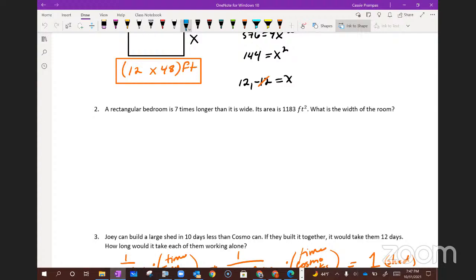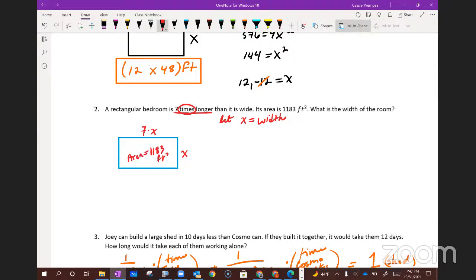So let's go ahead and set up a rectangular bedroom. If we know it's 7 times longer than it is wide, based off of the previous problem, if we let x equal the width, then the length is 7 times x. Times means multiply. Now we know its area is equal to 1183 square feet.